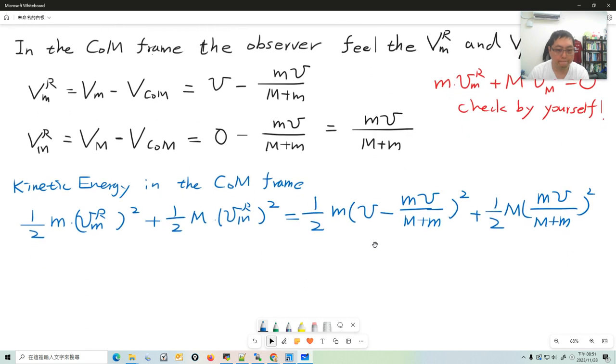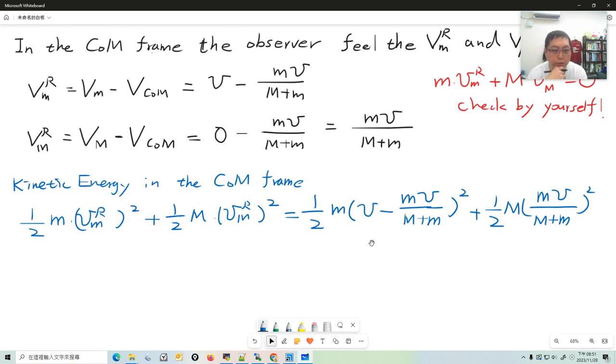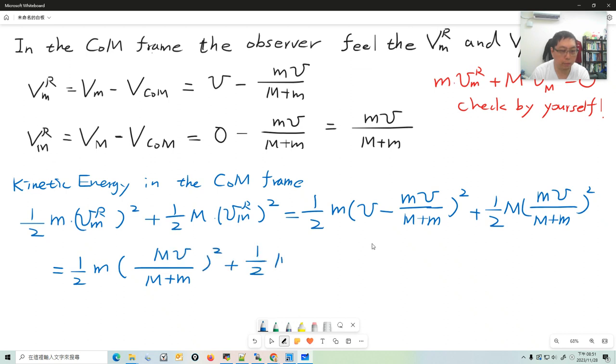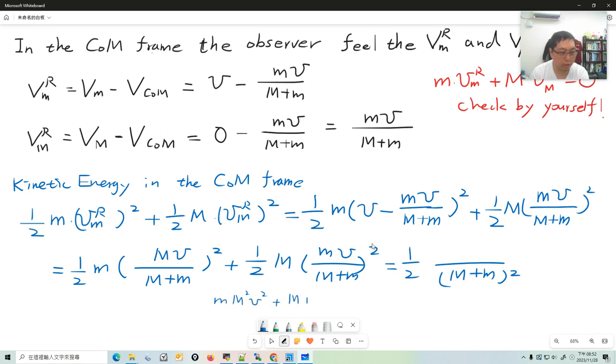Okay, let's do a little calculation here. What's the result? It's 1 over 2 m plus m, times mv squared, plus 1 over 2 capital M plus m, times mv squared. So what's the result? It's 1 over 2, m plus m, whether it's m squared v squared plus m squared v squared, you have v squared here.